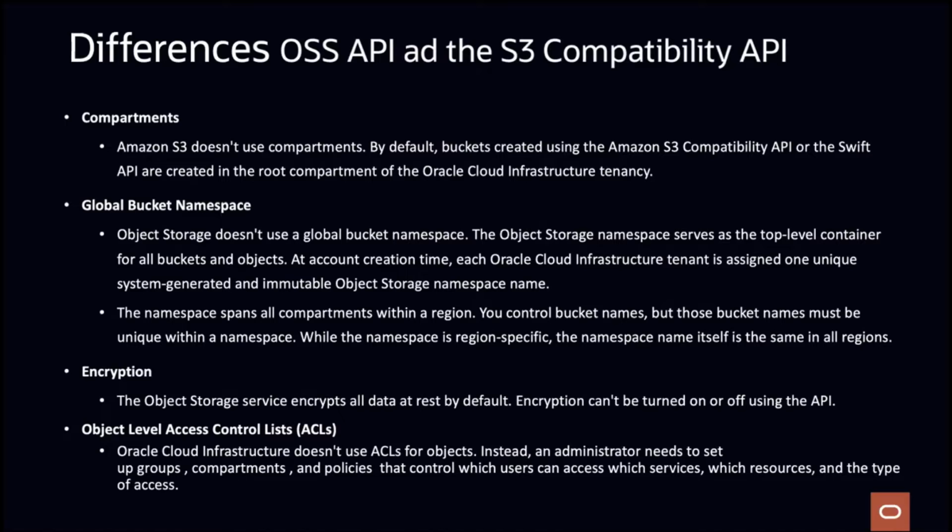And lastly, object level access control lists. In OCI, we don't use ACLs for objects. We have our own IAM policies and structures that we use. Your administrator of the tenancy will have to create the group, add the user to the right group, create the compartments in which those buckets are going to be made, and assign the right policies for that specific group to give you access to create buckets within that compartment, or upload and view objects based on the type of restrictions that you need. So we have a whole different IAM structure that you need to follow to give you access to object storage.